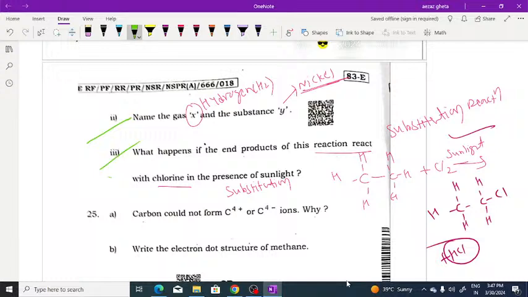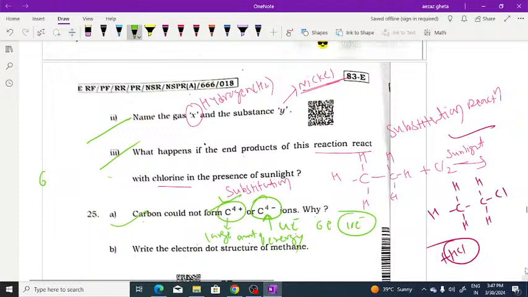Carbon cannot form C plus 4 and C minus 4 ions. Why? Because carbon has how many protons? 6 protons. Why can carbon not become minus 4? Because carbon cannot gain 4 electrons, because 6 protons cannot hold 10 electrons. This is the reason. Why can C plus 4 not form? Because to lose 4 electrons, it requires a large amount of energy. So it cannot become even C plus 4. Understood? This will give you, I think, 2 marks.